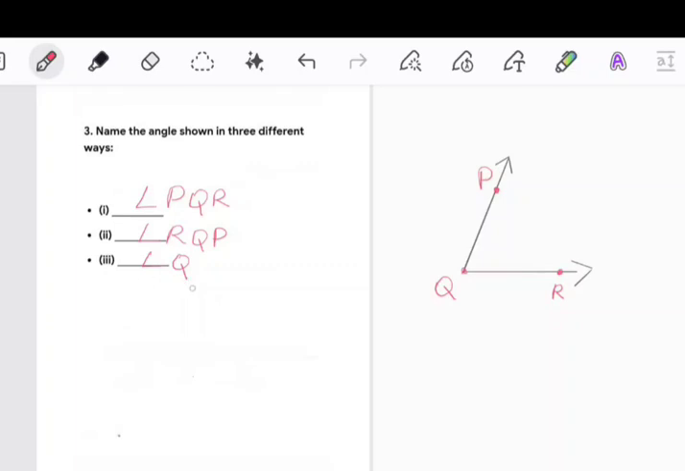We can also write it like this, using only the vertex label. This is common when only one angle exists at the point. These are the 3 different ways we can write the angle from this figure.